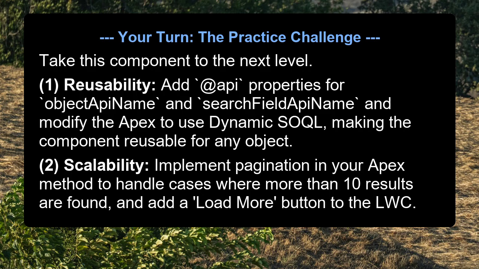Your turn, the practice challenge. Take this component to the next level. 1. Reusability. Add @api properties for object API name and search field API name, and modify the Apex to use dynamic SOQL, making the component reusable for any object. 2. Scalability. Implement pagination in your Apex method to handle cases where more than 10 results are found, and add a Load More button to the LWC.